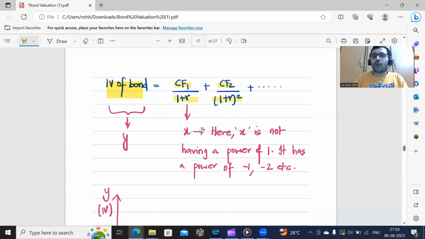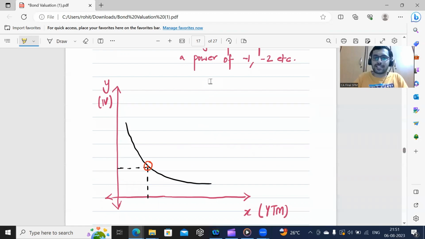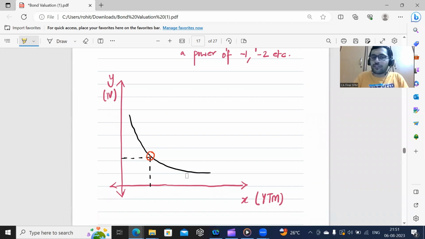If we plot this equation on the graph, you're basically going to get something like this. It's not going to be a straight line. It's going to be a curve in this manner. All right. On the x-axis, we are denoting x, which is nothing but YTM. On the y-axis, we are denoting the intrinsic value. X-axis, which is the independent variable, is the YTM. Y-axis, which is the dependent variable, is the intrinsic value, and the equation is in the form of a curve like this.